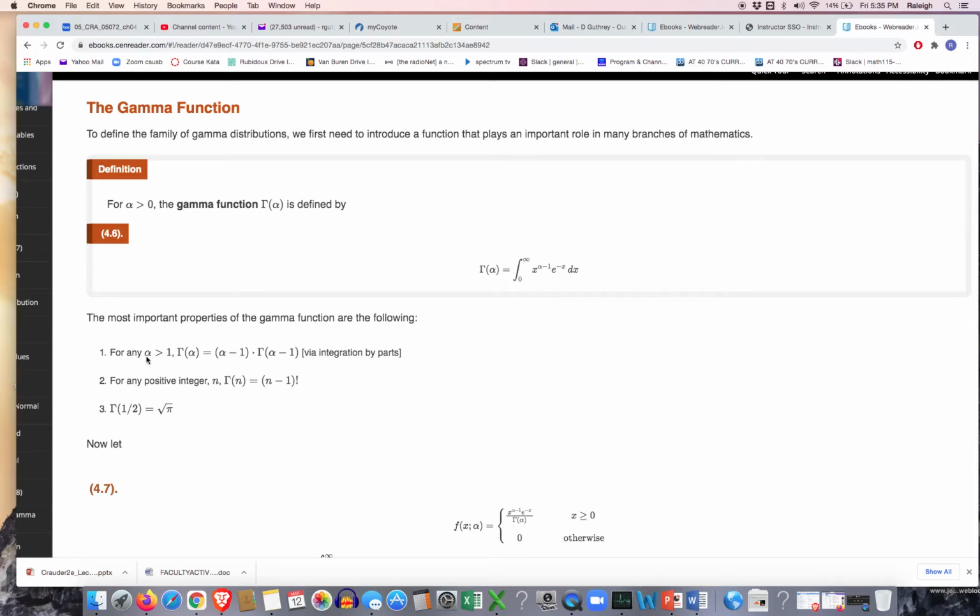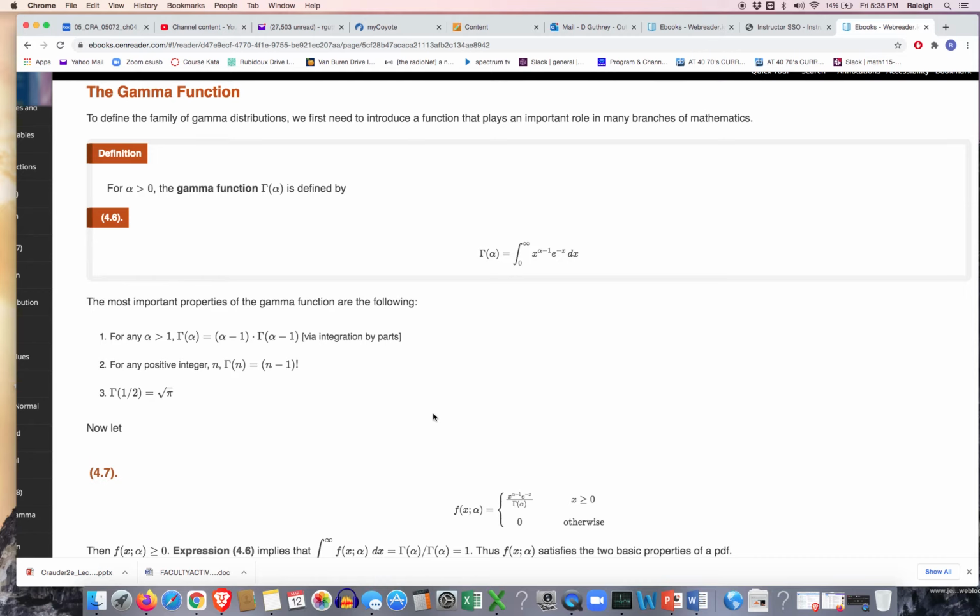For any alpha greater than 1, gamma of alpha is equal to alpha minus 1 times gamma of alpha minus 1, which starts to generate factorials. For any positive integer n, gamma of n is the same as n minus 1 factorial. Wow, okay. It has to be an integer, though. We can't allow other values, and it turns out a non-integer happens to be the square root of pi. I'm not sure when we're going to use that, but that's about 1.77, by the way. And so there you are.